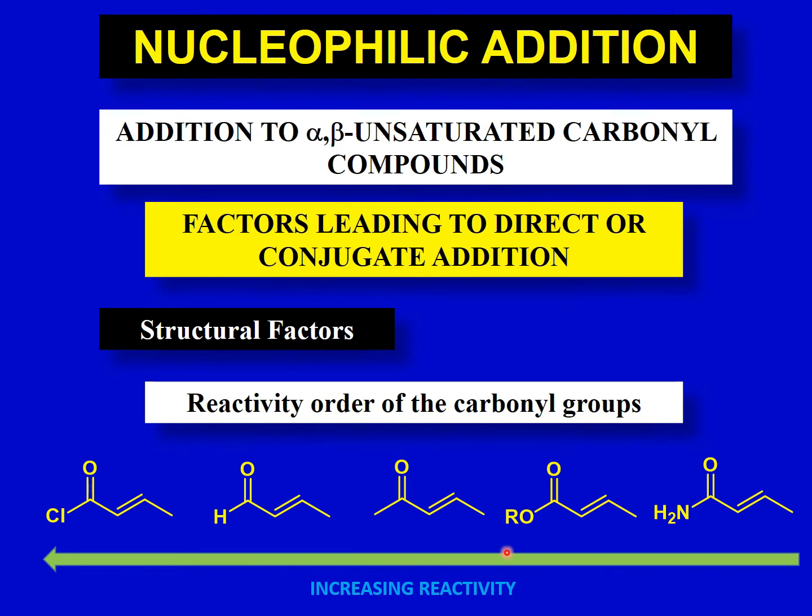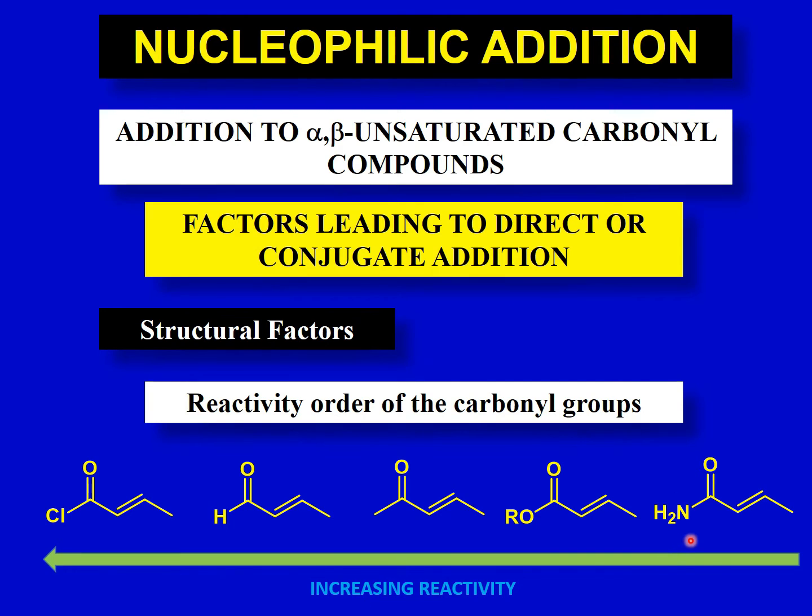Then comes the ester. Now, in ester, you know that we have an alkoxy group attached to the carbonyl carbon. Inductively, this oxygen is electron withdrawing, but oxygen also has a lone pair which can be involved effectively in resonance with the carbonyl group. So that resonance is more effective in this case than in the acid halide, and so it decreases the electrophilicity of this carbonyl carbon, making it less reactive even than the ketone.